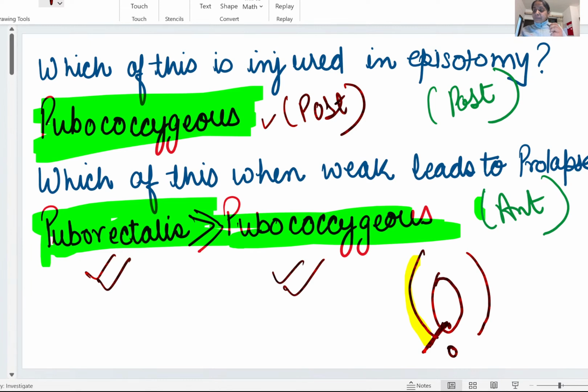So which is the muscle which is injured in episiotomy? In episiotomy, pubococcygeus, because it is posterior. And which is the muscle which when weak leads to prolapse? Puborectalis. If it is not in the option, then of course pubococcygeus. Okay.